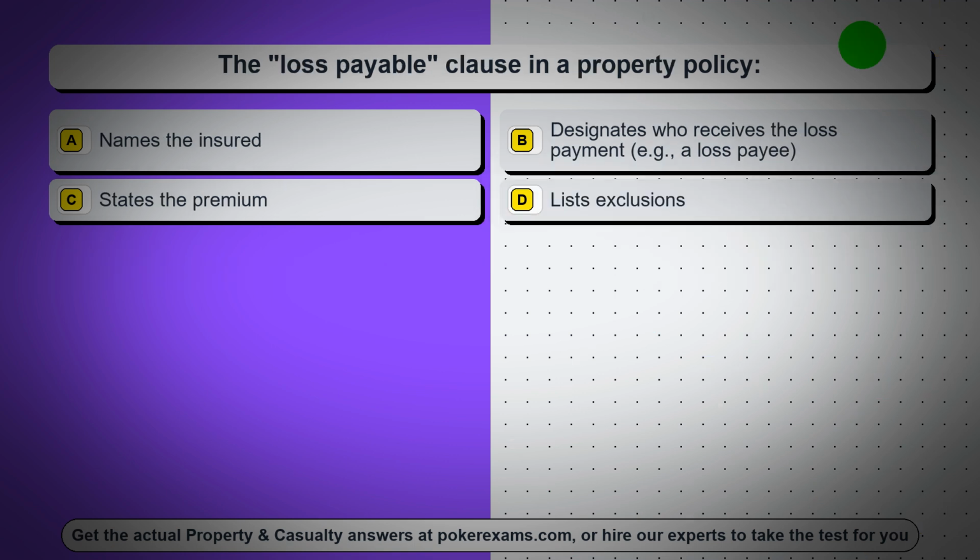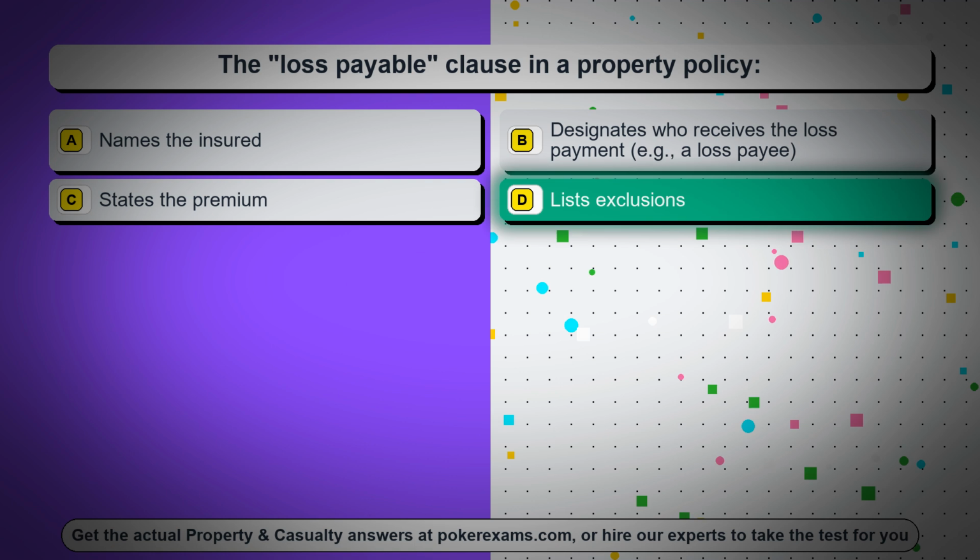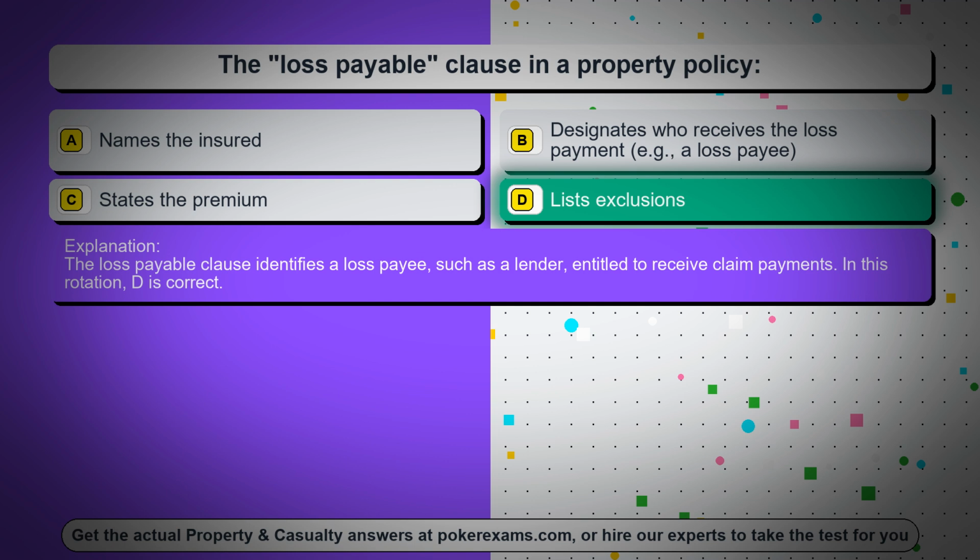Question 37. The loss payable clause in a property policy: Option A, names the insured. Option B, designates who receives the loss payment, for example, a loss payee. Option C, states the premium. Option D, lists exclusions. The correct answer is option D, lists exclusions. The loss payable clause identifies a loss payee, such as a lender, entitled to receive claim payments. In this rotation, D is correct.